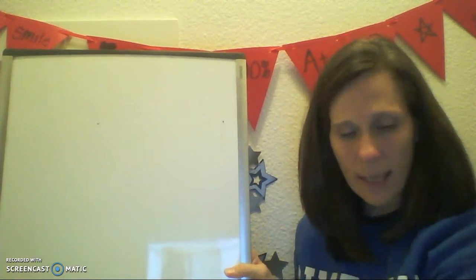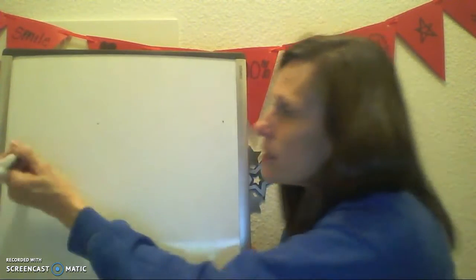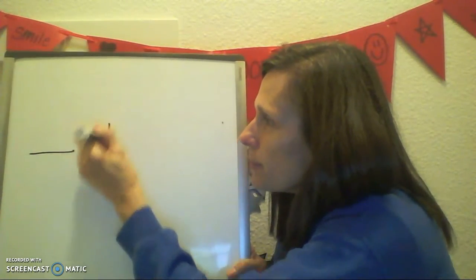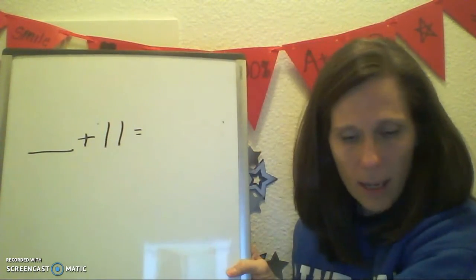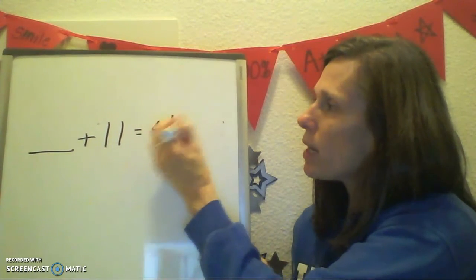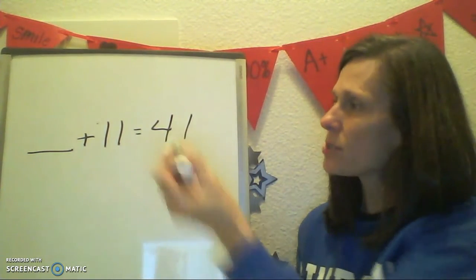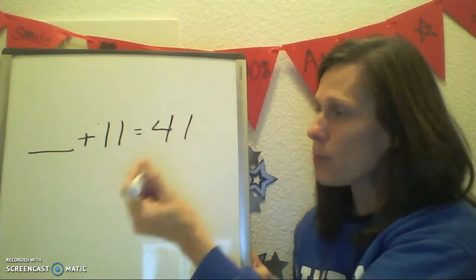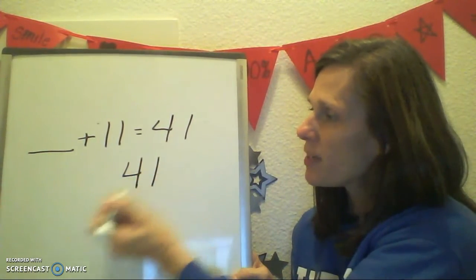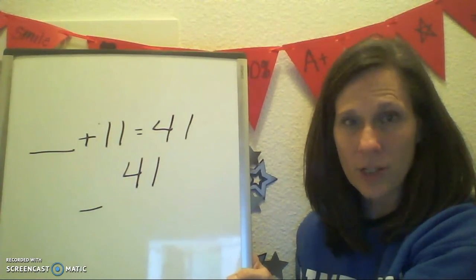What happens if the missing addend is in the front? Let's say it's like this. Something plus 11 equals 41. Okay, well, I'm still going to do the same thing. I'm going to start with my sum, which is 41. I'm going to turn it into a subtraction equation.